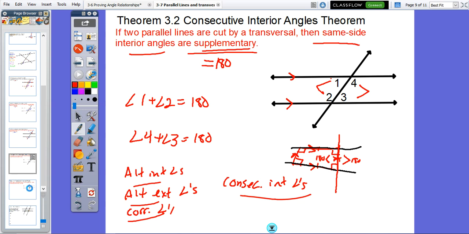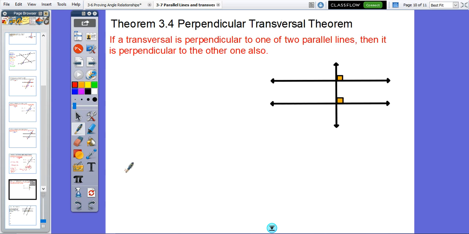All right, our last little theorem that we're going to speak on is called the perpendicular transitive theorem. The name of the theorem is longer than the actual representation of what it's talking about. It's saying that if I have 2 lines that are parallel for sure, and I've got one right angle, then the other one's also a right angle. And not just that one, they're all right angles, all 8 of them. So that's all this theorem is saying.